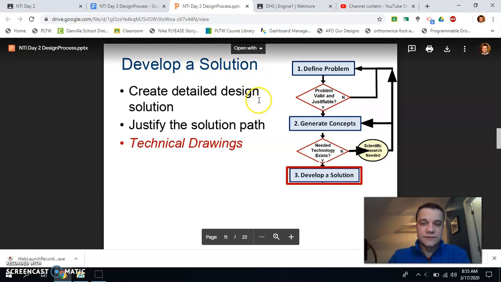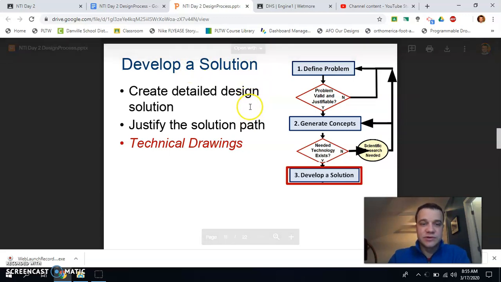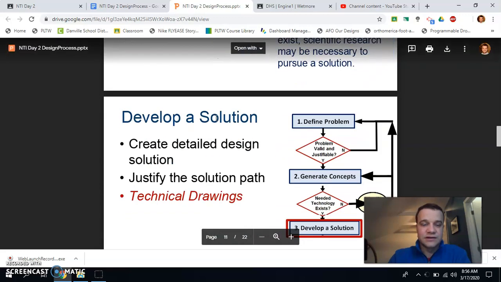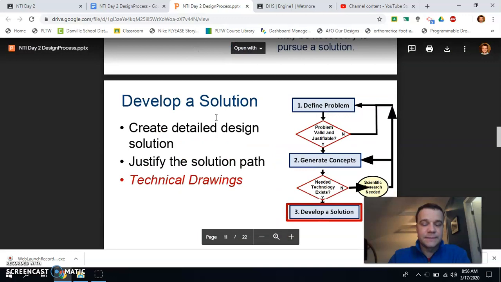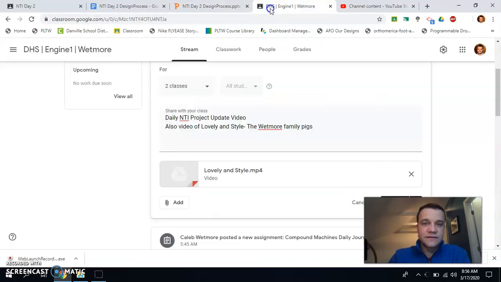That might be a solution. So that was a solution to how to organize books. It's completely different from a physical solution, but still the result of generating concepts in a design process. Alright, so that's how you develop a solution.